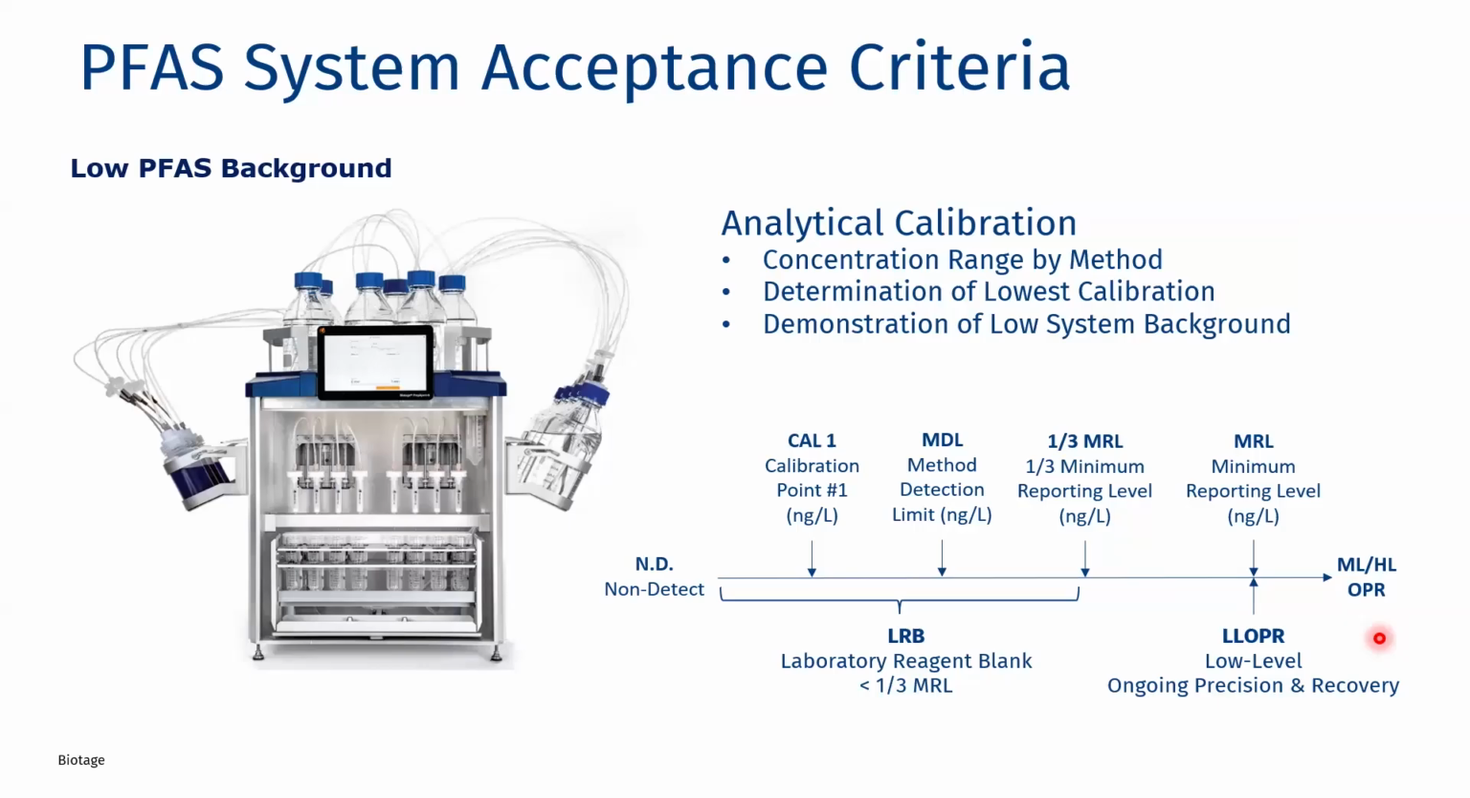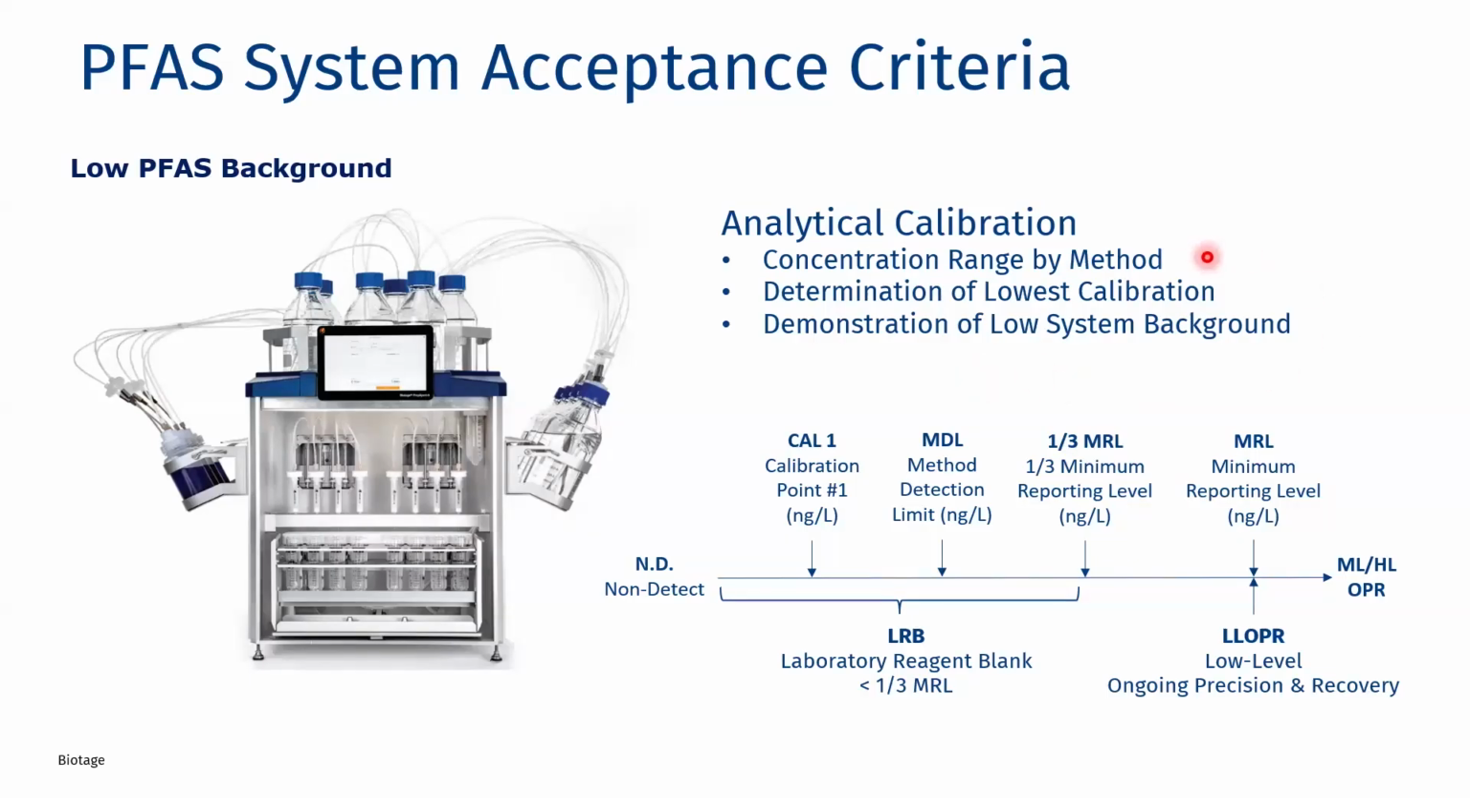Starting off with PFAS system acceptance criteria, let's take a look at identifying the low background in the system. When you're testing for PFAS, these compounds are very ubiquitous in the environment, so making sure your system has low PFAS background is highly important. And really, there's three things to consider when identifying if your system has low background, and they're all related to your analytical calibration. First, you need to understand what your concentration range is for your method.